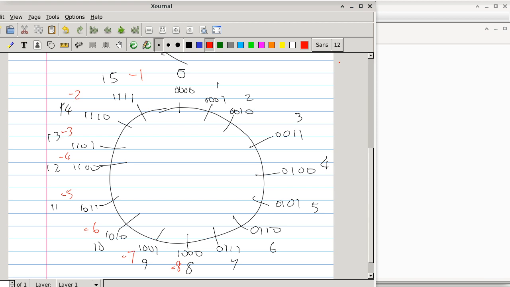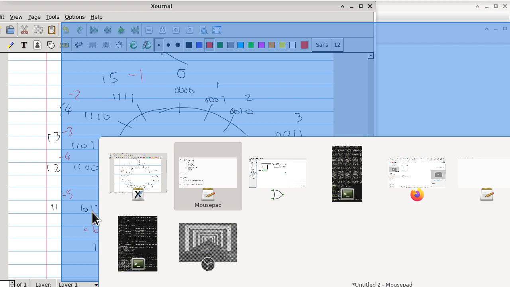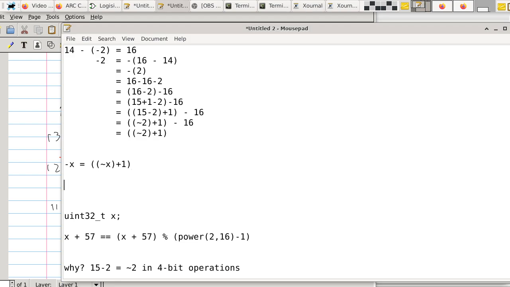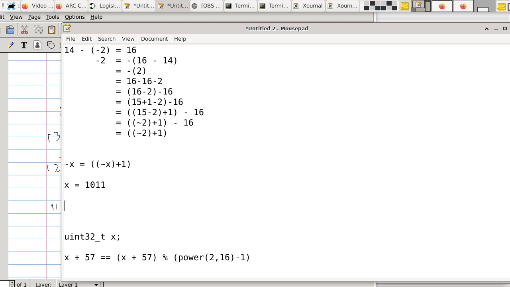Which one? I didn't catch it. -5. Okay, so we'll look at -5. If you look at -5, it has a bit pattern of 1, 0, 1, 1. Let's work on that one. So x is -5, which is 1, 0, 1, 1 in base 2. We'll try to figure out the arithmetic negation of that by doing 2's complement. So now we're basically saying -x, which is negative of 1, 0, 1, 1, should be the same as the bitwise not of 1, 0, 1, 1 plus 1.